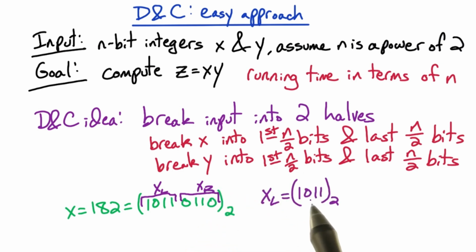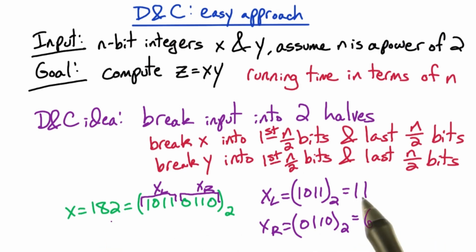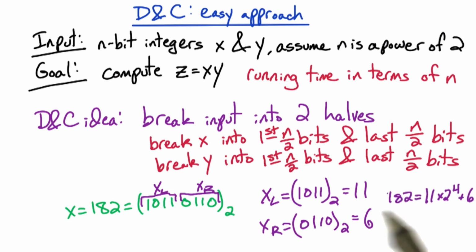So xl equals 1011 in binary. In decimal, that corresponds to 11. xr is 0110 in binary, which is 6. How does 182 relate to 11 and 6? Well, notice 182 is the same as 11 times 2 to the 4, 16, plus 6.